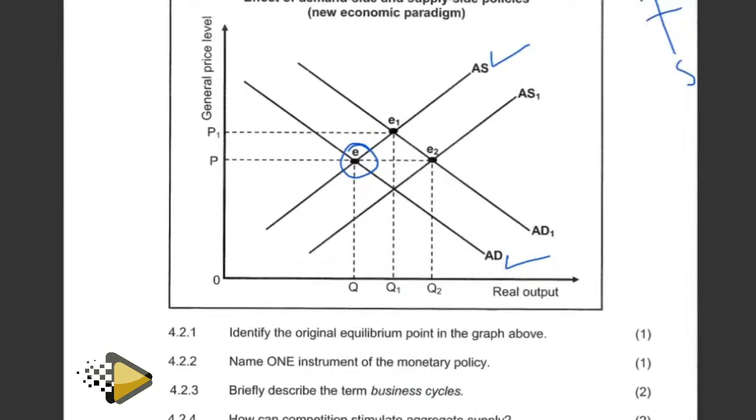So it means that our original equilibrium is going to be at this point where we have P and Q. Identify the original equilibrium point in the graph above. That's where we have Q, comma P. So that is going to be our original equilibrium at point E. Okay, right.